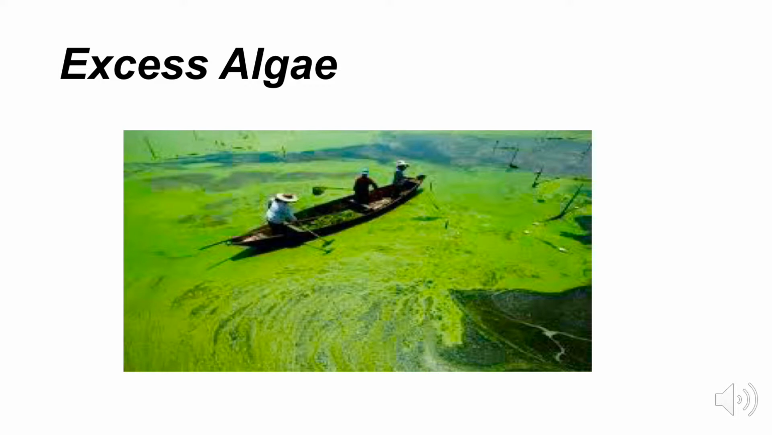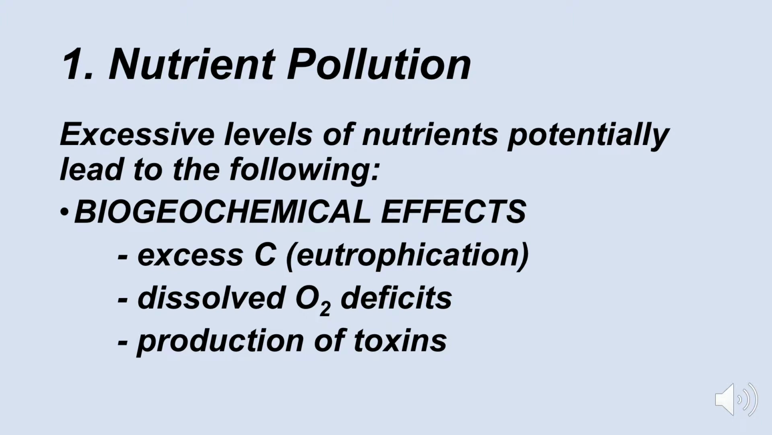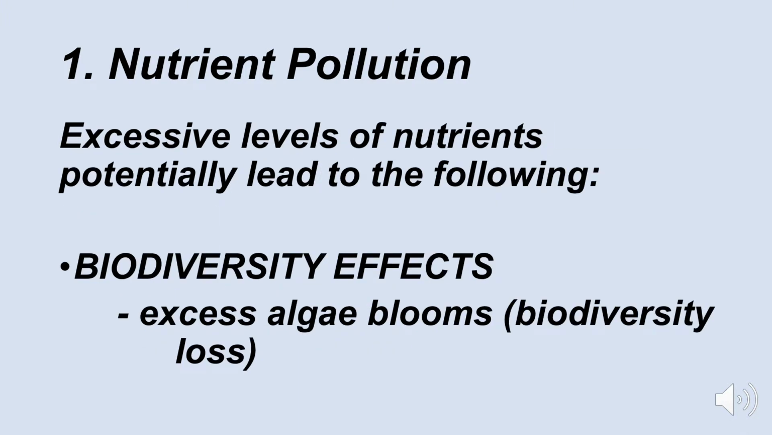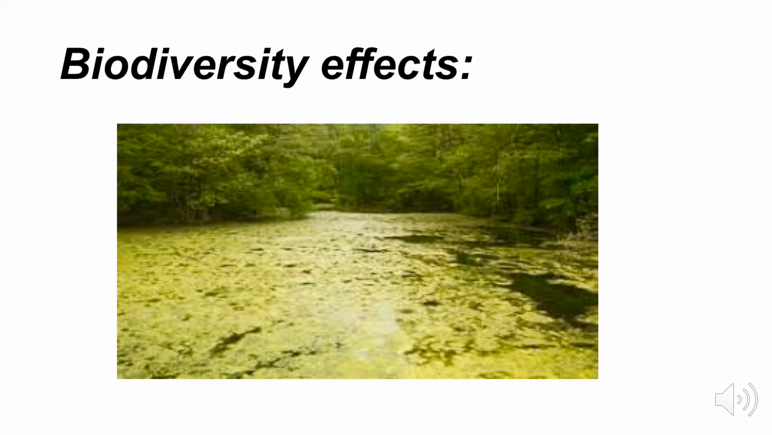Other adverse impacts. Excessive levels of nutrients potentially lead to negative impacts on biodiversity. You've got excess algae blooms, which I mentioned before. Excess algae blooms can cause biodiversity loss. And you end up with river systems. They're just not very healthy.